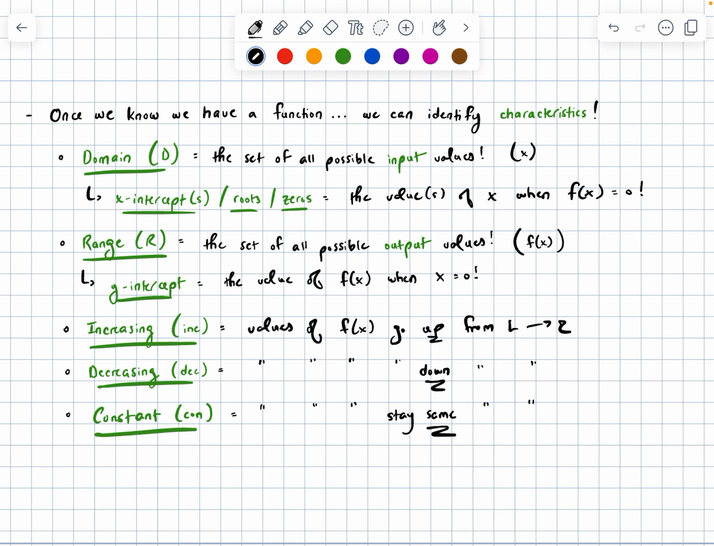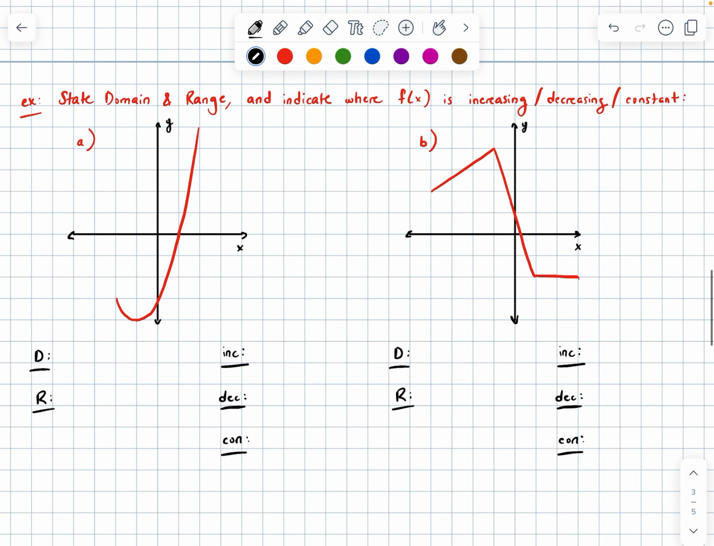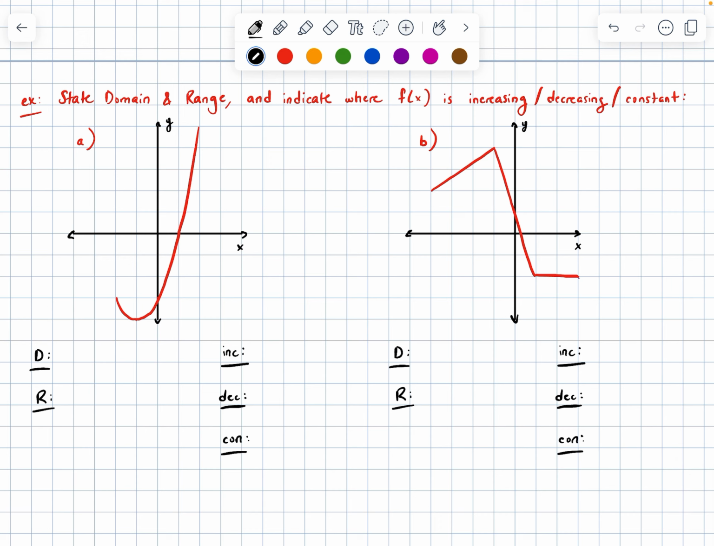Let's get a little bit of practice with identifying some of these characteristics. We'll start with some graphs here. I've got part of a parabola for a, and a piecewise function like we briefly alluded to last time for b. Let's identify some domains and ranges, some increasings, decreasings, and constants, and then see if you notice anything that's a little bit different about how we might identify these characteristics from the last time we were working with them. Try it out.